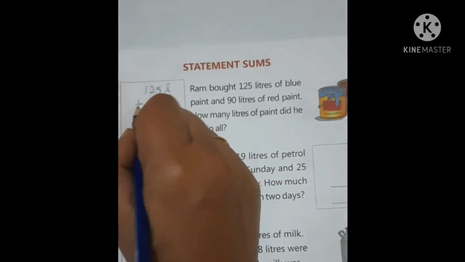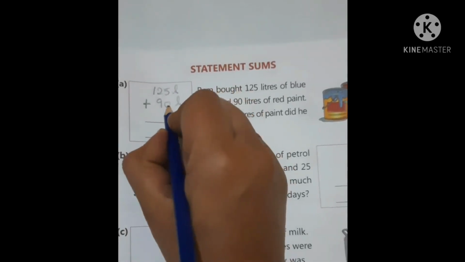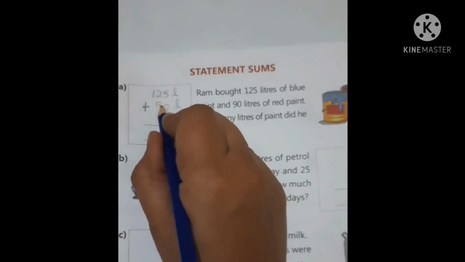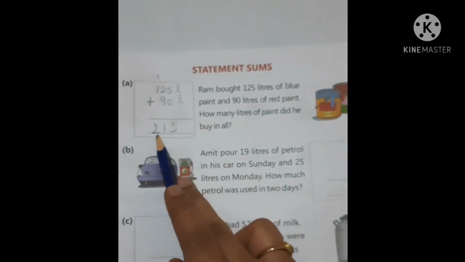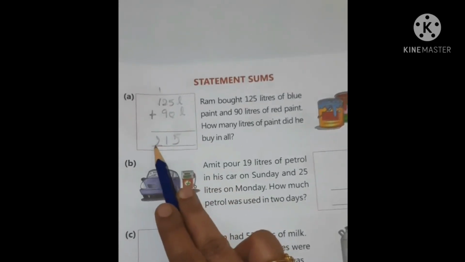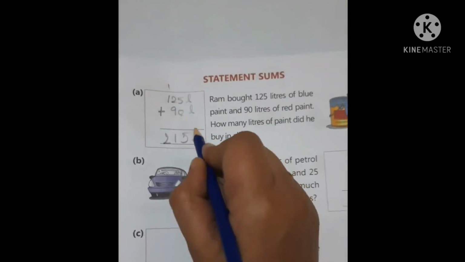So, we are adding these two. 5 plus 0 is 5. 2 plus 9 is 11. 1 plus 1 is 2. So, the total paint he bought is 215 liters.